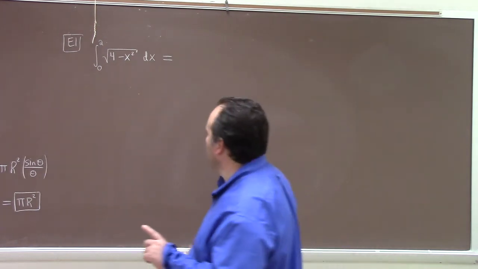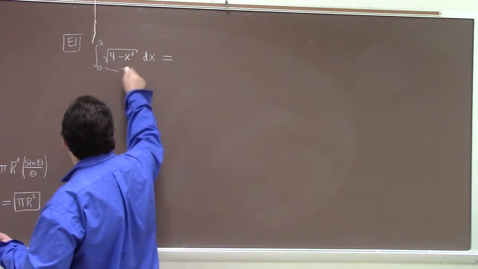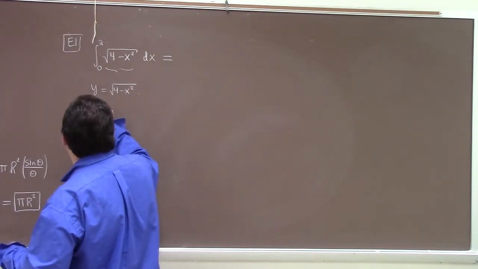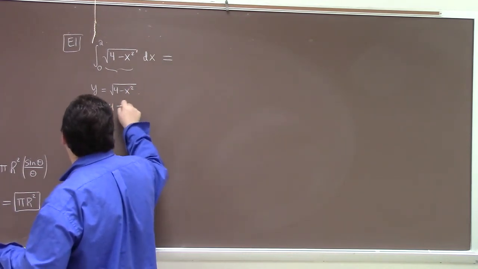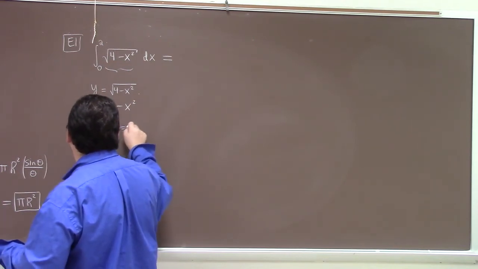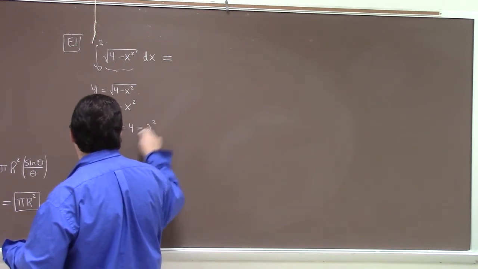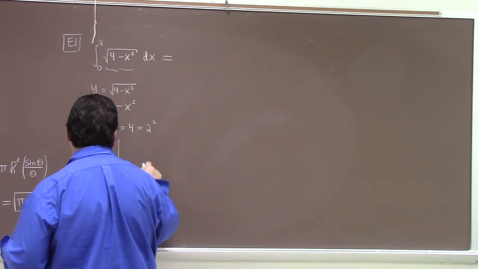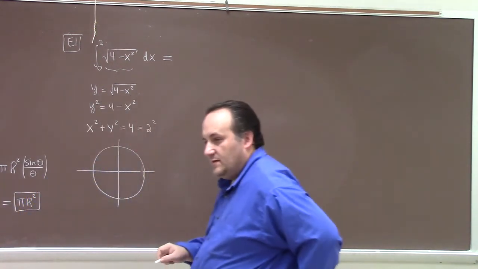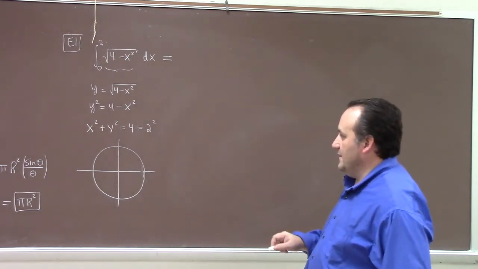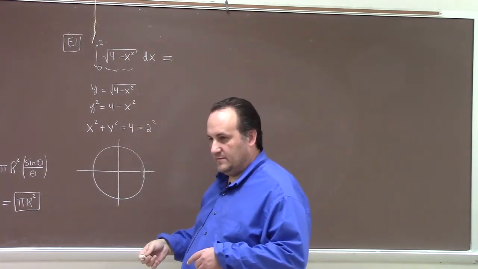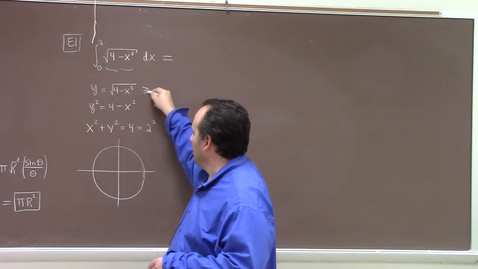See, that's the question. If you look at this, say that's y. Well, that gives me y squared equals 4 minus x squared, which gives me x squared plus y squared equals 4, which of course is 2 squared. So what are we looking at? We're looking at a circle of radius 2 centered at the origin, right? Of course, when we squared that equation, we adjoined extra solutions to it. This has y greater than or equal to 0.